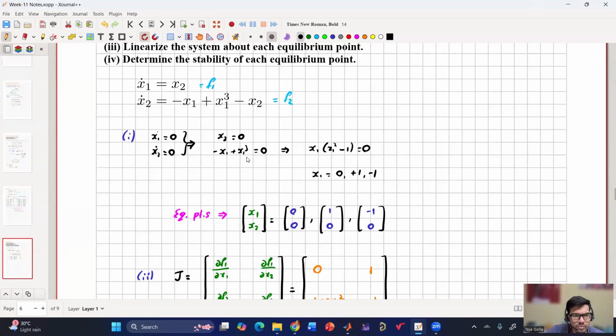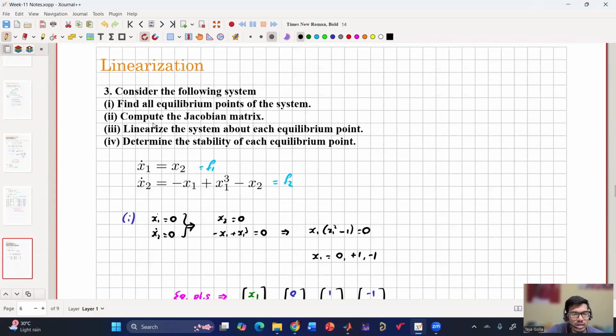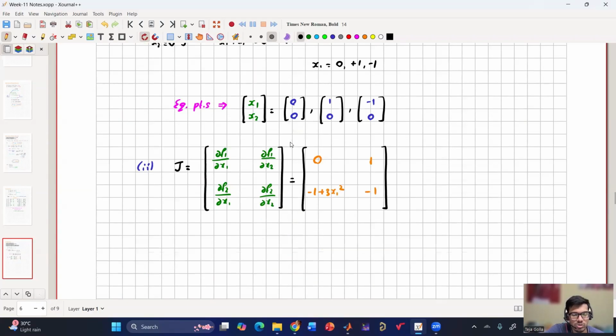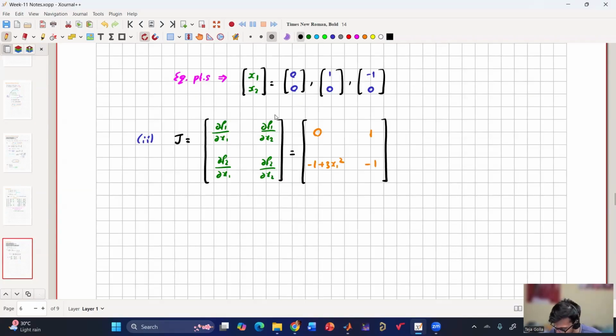So we have computed the Jacobian matrix. Now we are trying to linearize the system about each equilibrium point. Since u is not there, my B matrix will be 0. So this is my A matrix.